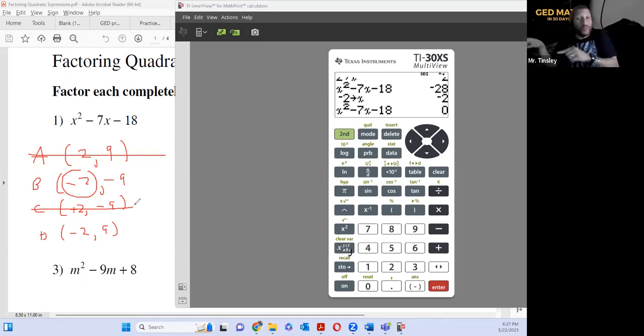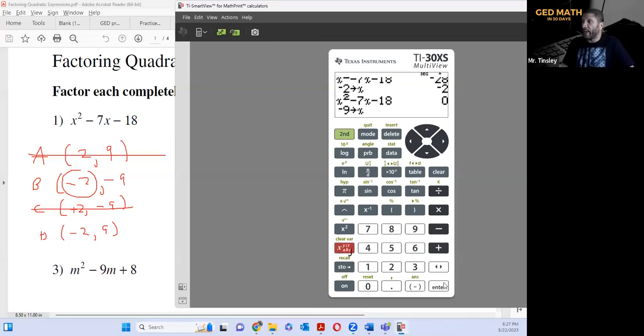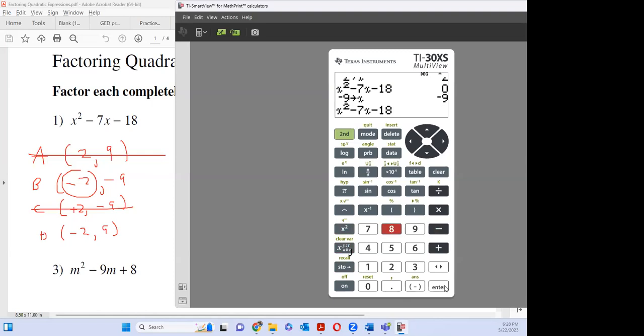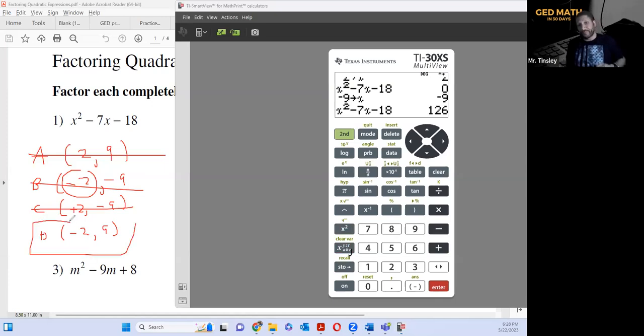This is the second thing you must remember. A quadratic equation can have up to 2 solutions. It may only have 1, but it can have up to 2. So I got to try my second one, -9. I'm going to take -9 and plug it in. -9, store x, and plug it in. X squared minus 7x minus 18. Did I get 0? Nope. No, I did not. It is not B. I know my answer is what? It's A, B, D.